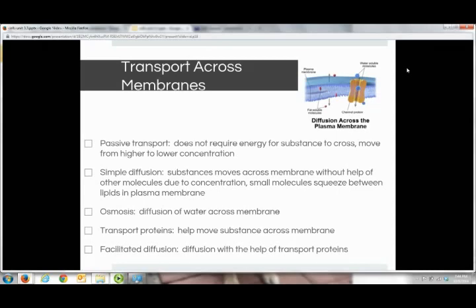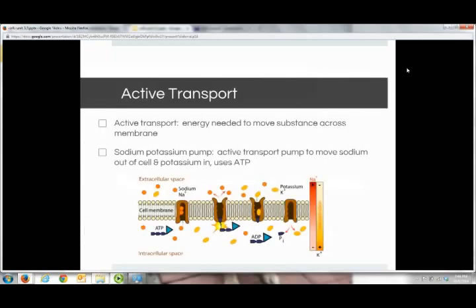Some things are going to need to cross the membrane at a specific location. These will require the use of transport proteins. In facilitated diffusion, you're going to have diffusion with the help of a transport protein to move a substance across the cell membrane. Although it's going to use that transport protein to help it get across, it is not going to require any energy to do so. With active transport, energy is going to be needed to move substances across the cell membrane.